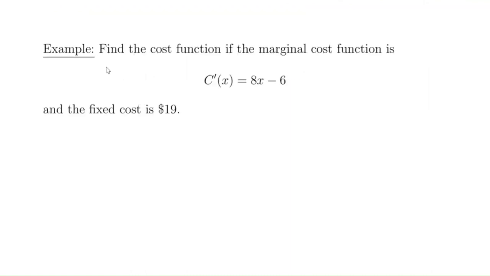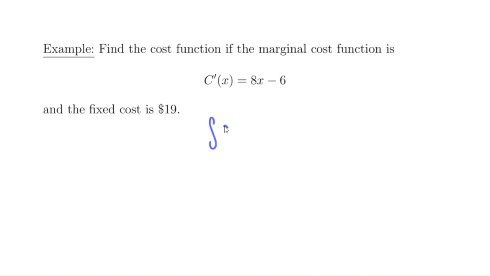Now, our last example is also an initial value problem, but it's stated in terms of a cost function. Find the cost function if the marginal cost function is c prime of x equals 8x minus 6, and the fixed cost is 19. Now, remember, the marginal cost is just the derivative of the cost function. So to find the cost function, we have to integrate the marginal cost function, right? Integrate c prime of x.